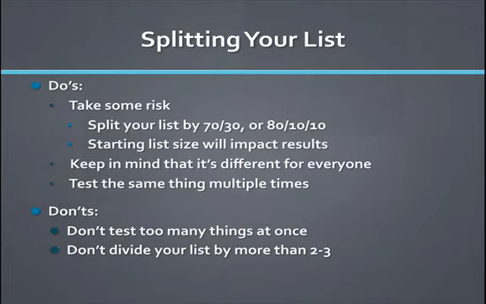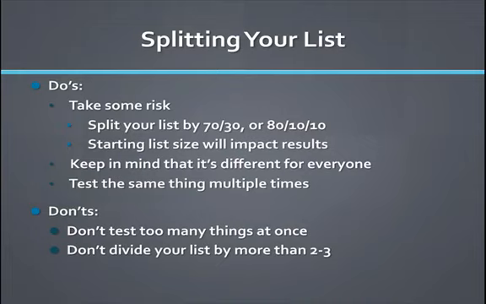For example, if you wanted to test out a new from label or a different subject line, you could split your list 70-30. So 70% of your list would get the control email and 30% would get the test, and you can see which one has a different rate.